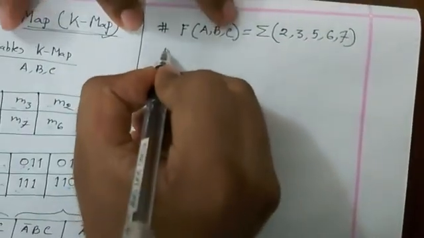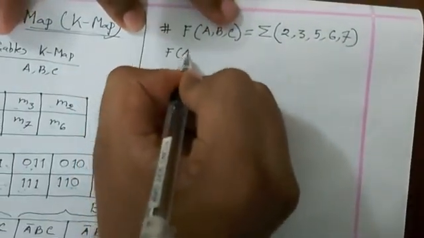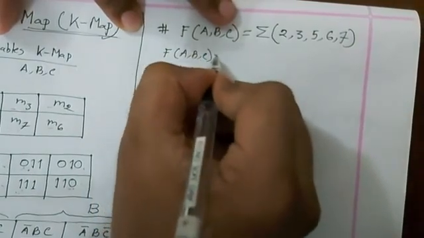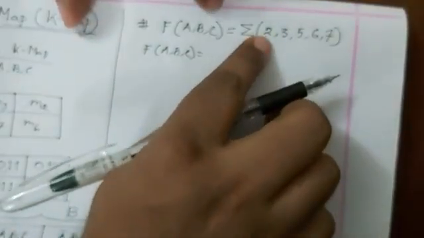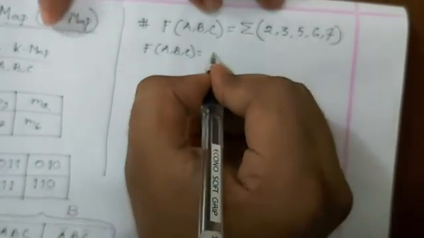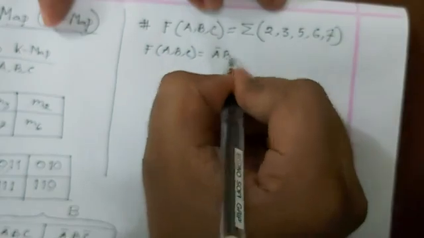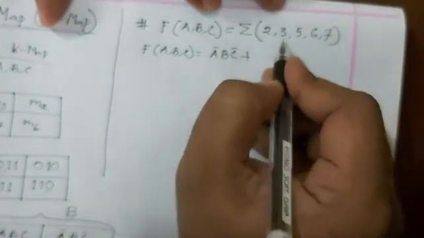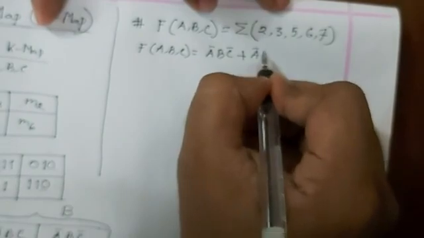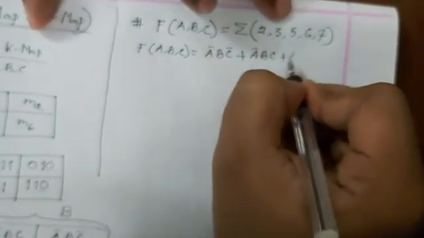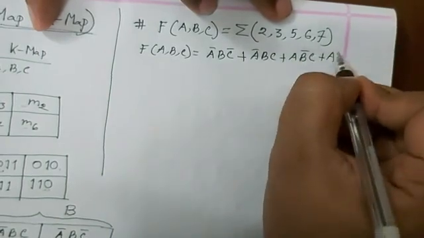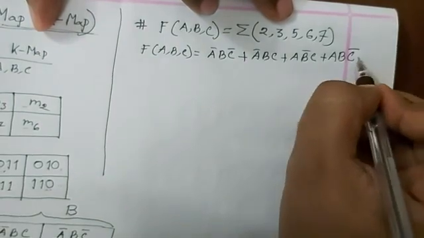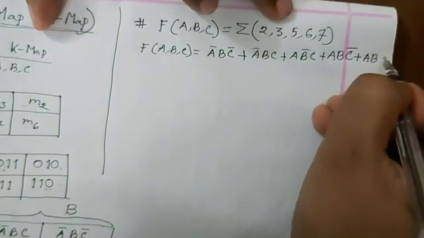If we write down this equation, basically we don't need to, but just to show you what this equation means: this is min-term number 2, right? Min-term number 2 is A prime B C prime, plus min-term number 3 is A prime B C, 5 is A B prime C, 6 is A B C prime, and 7 is A B C.